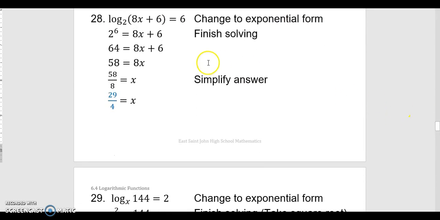Number 28, we have log base 2. Our argument is 8x plus 6, and that equals 6. So the first thing we want to do is change this one to exponential form. We'll have 2 raised to the 6th power equals 8x plus 6. 2 raised to the 6th power, we simplify that as 64. And now we are subtracting 6 from both sides and then dividing by 8. We'll simplify our answer and we are left with 29 over 4 equals x.